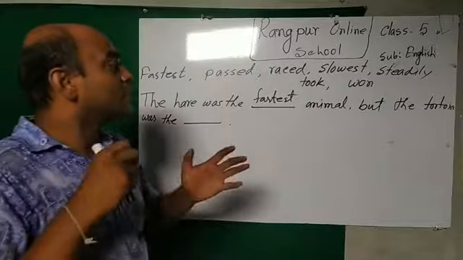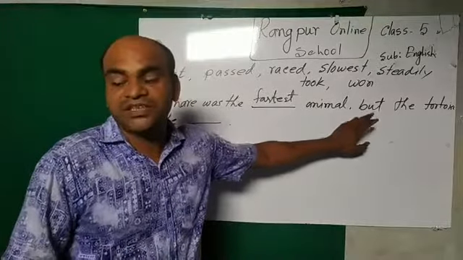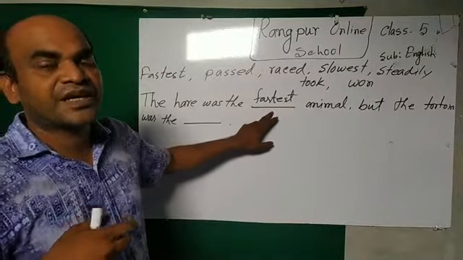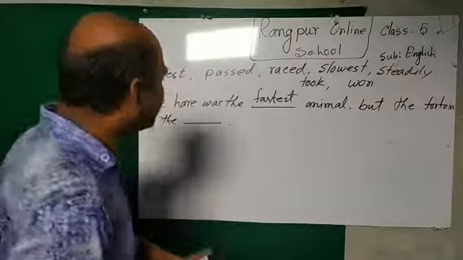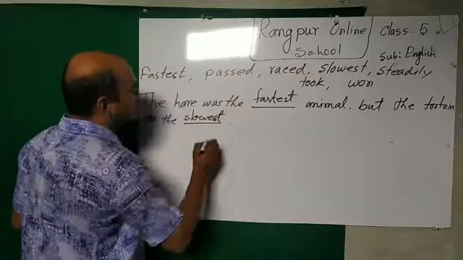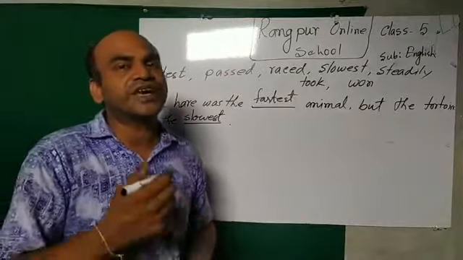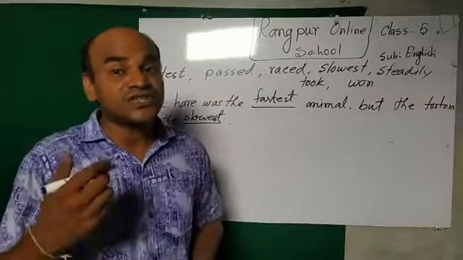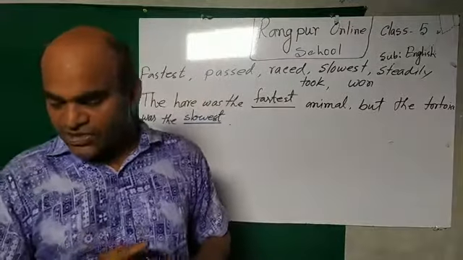When you fill in the blank in this type of sentence with a word like but, it may come with a difference between these. The opposite word of fastest is slowest. Slowest animal. The tortoise was, we know about that. For the story of the hare and the tortoise, the hare was the fastest animal, but the tortoise was the slowest animal.